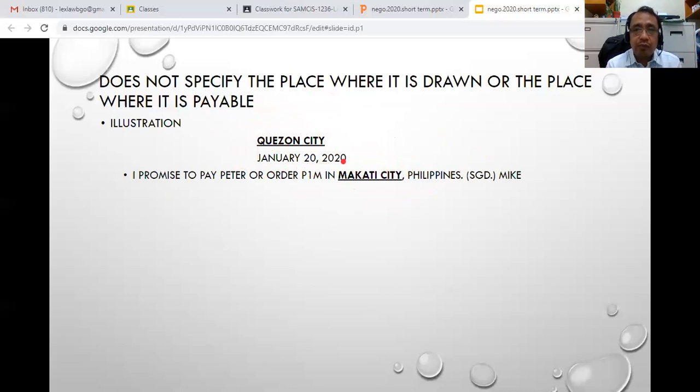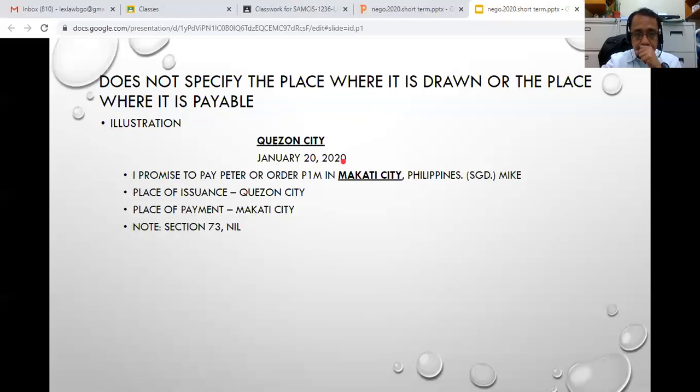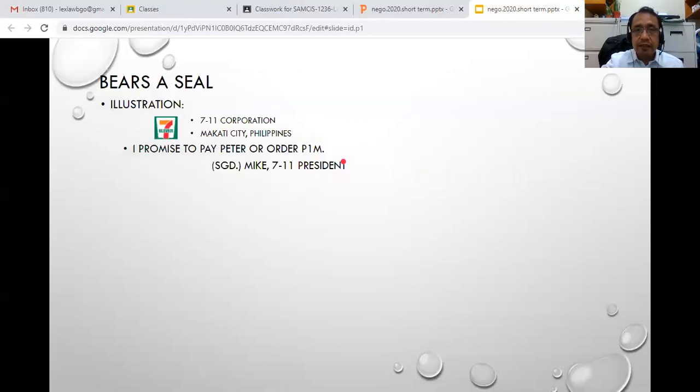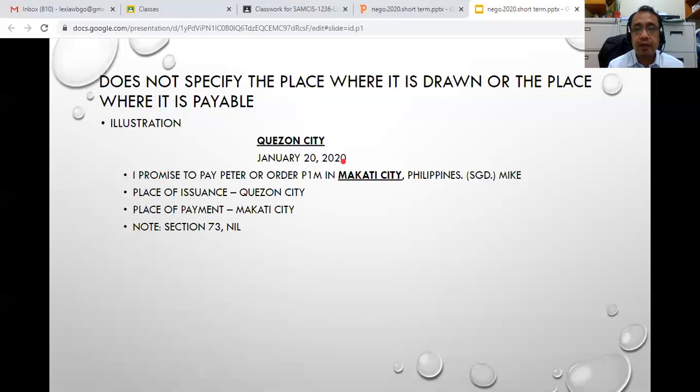And where is the instrument presumed to be dated? At the place where it was issued. Okay? And how about Makati City? Is it possible for me to omit again the place of payment? The answer would be yes. Why is that? Because under Section 73 of the Negotiable Instruments Law, there is again a presumption that the instrument is to be paid first at the place where it has been agreed upon by the parties.